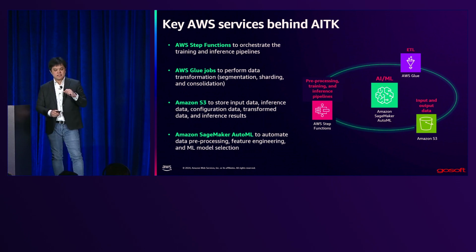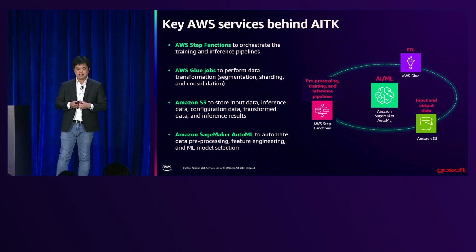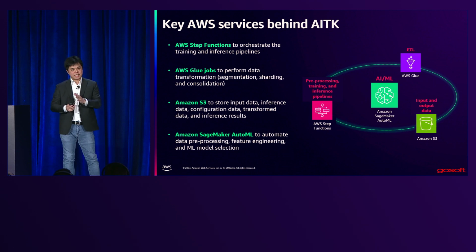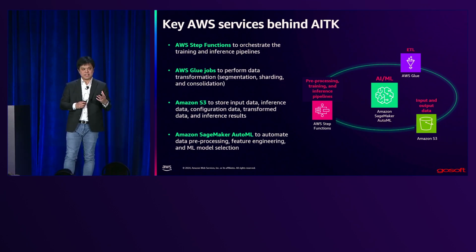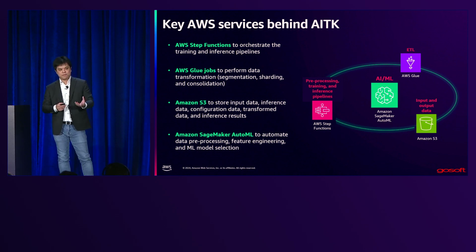As Charles mentioned, we leverage 4 key AWS services behind this AITK. First, Step Functions, we use that to orchestrate all the flow. And we use Gosoft to transform the data where segmentation, sharding, and consolidation are done. We put everything together in S3. And the most important one, the key to our success in this use case, SageMaker Canvas AutoML, which helps us automate data pre-processing, the feature engineering, and ultimately the machine learning, which helps us save a lot of development effort.